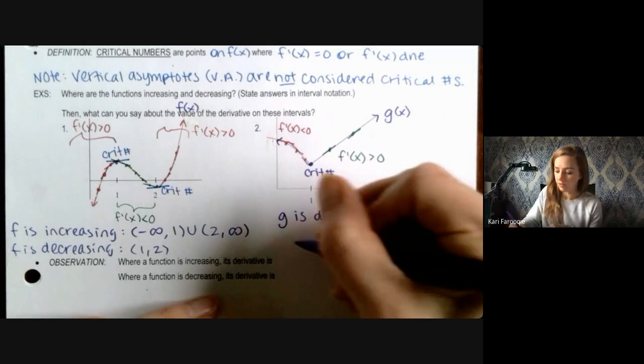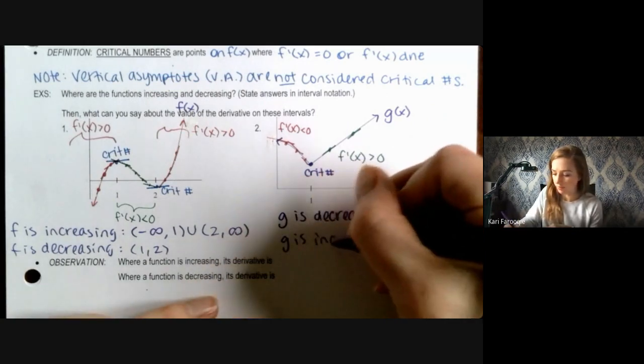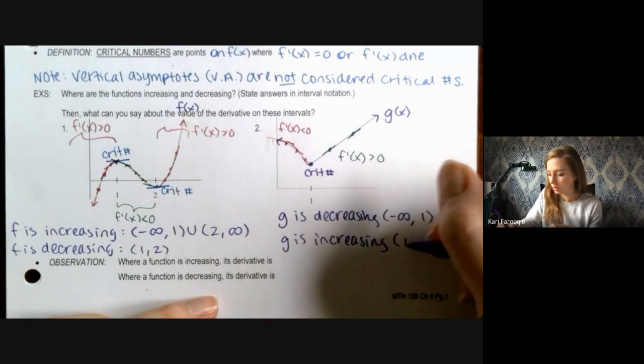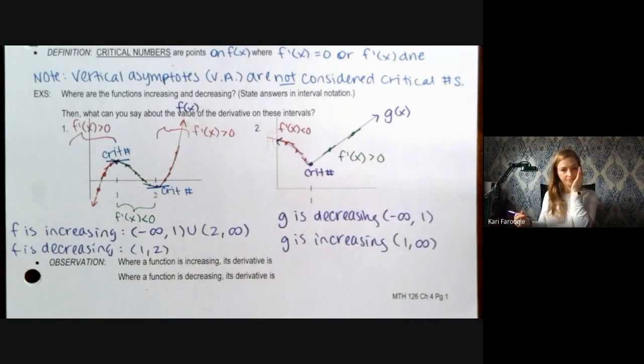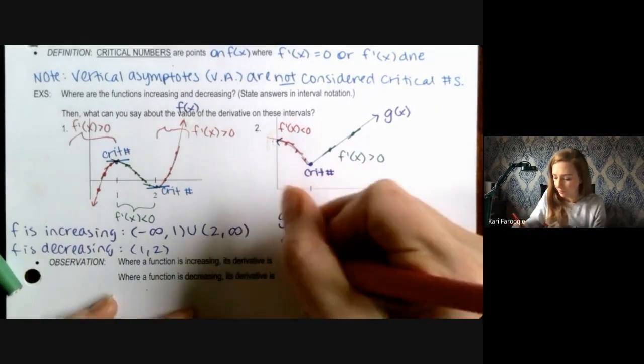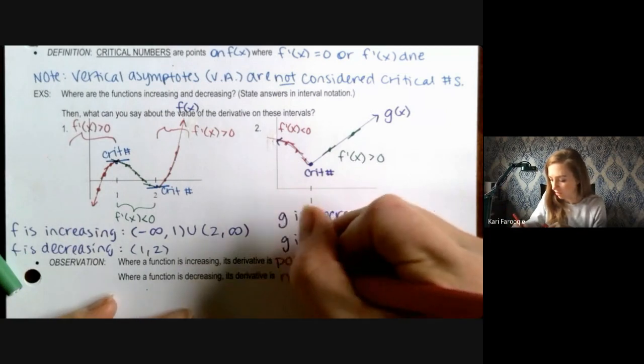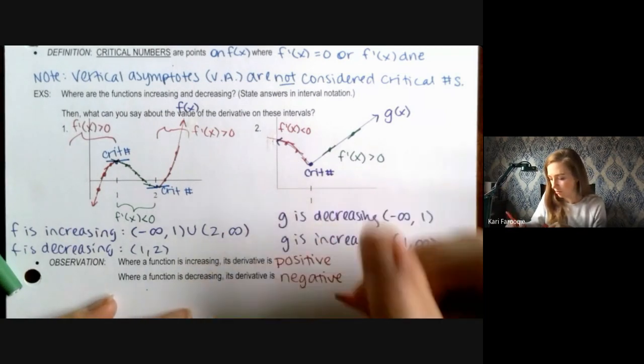And then we could say that g is increasing from 1 to infinity. And at 1, it's neither increasing nor decreasing. All right, so observation: where a function is increasing, its derivative is positive. And where a function is decreasing, its derivative is negative.